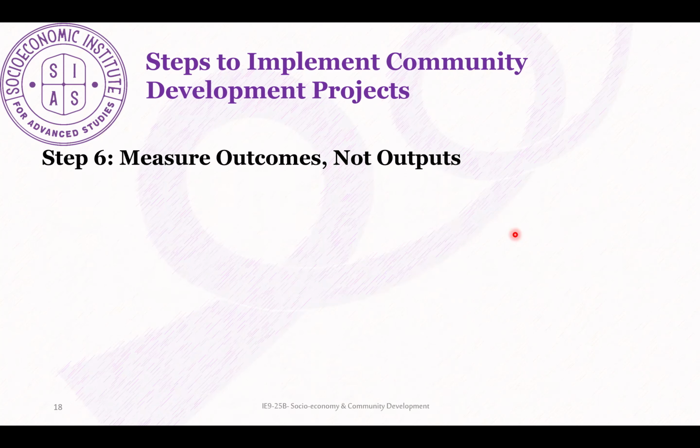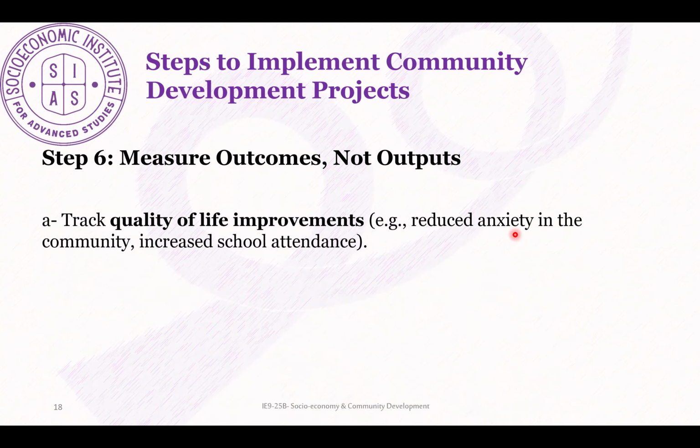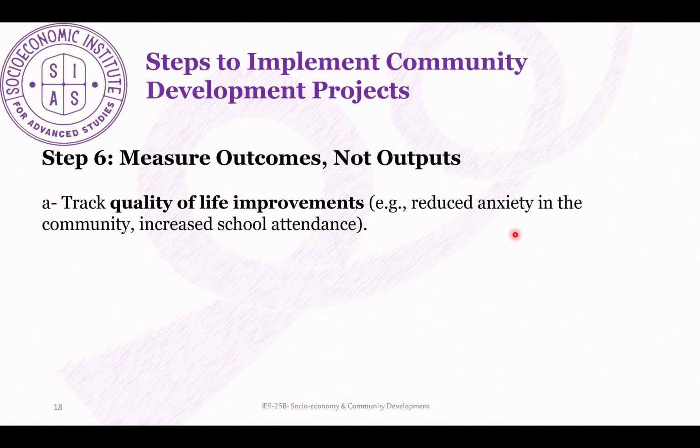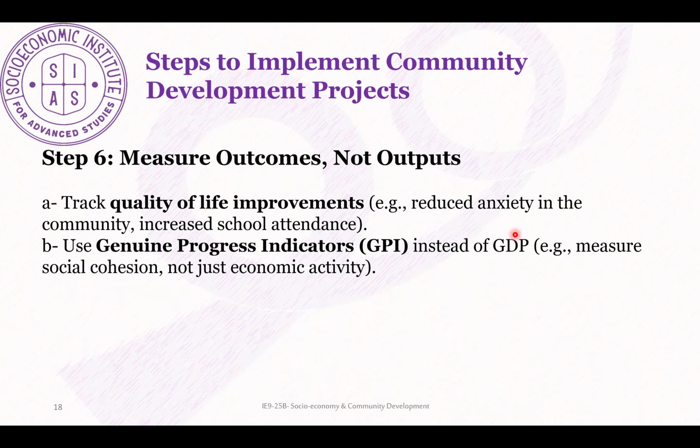The sixth step is about measuring outcomes, not outputs. It's very important that we focus on quality of life outcomes, not outputs. So, for example, we need to focus on the outcome that will come from reducing anxiety in the community, or increasing school attendance, or reducing school dropouts. So we use the genuine progress indicator, called the GPI, instead of GDP, to measure social cohesion, not just economic activity.